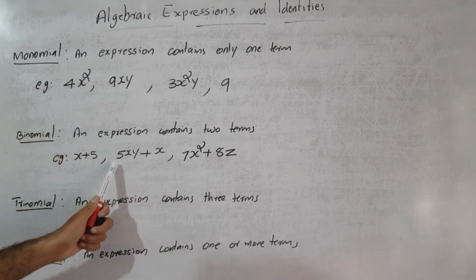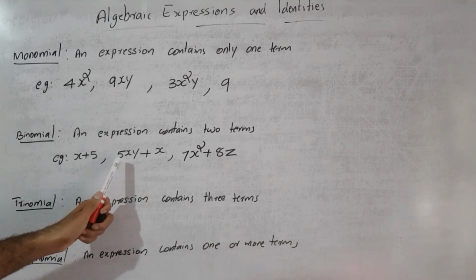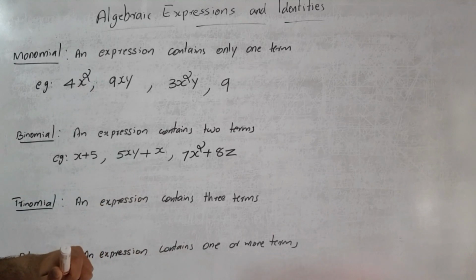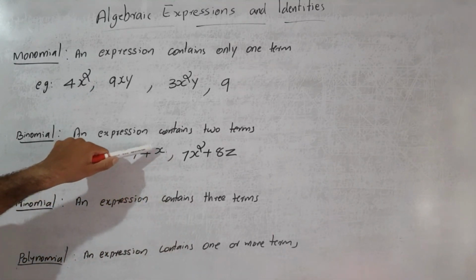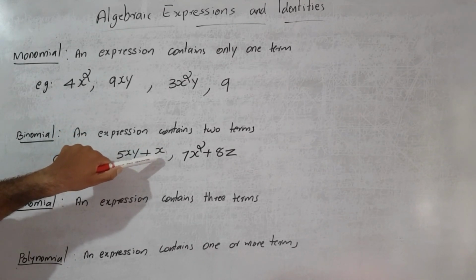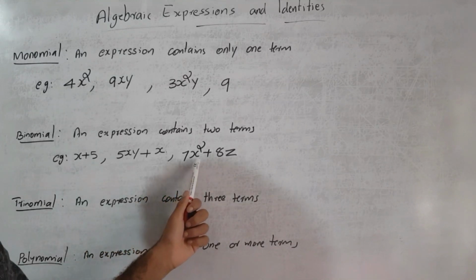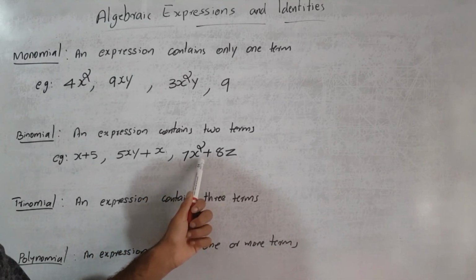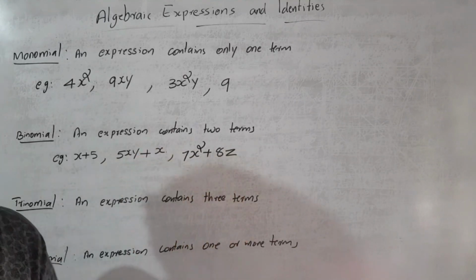Then what is 5 in the second example? The 5 is called the coefficient of xy. And then what is the coefficient of x? Here we are not seeing any number, which means we have the number 1. So the coefficient of x is 1. Then in the third example, the coefficient of x square is 7, and 8 is the coefficient of z.